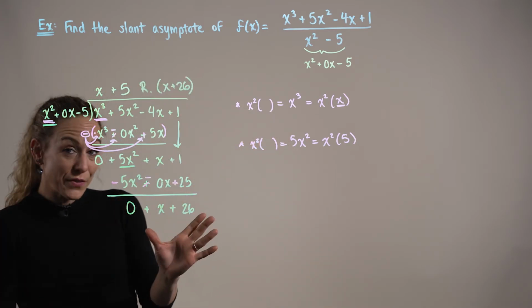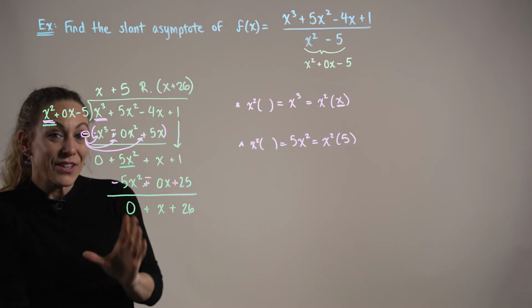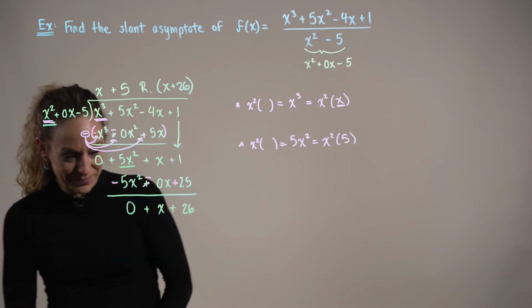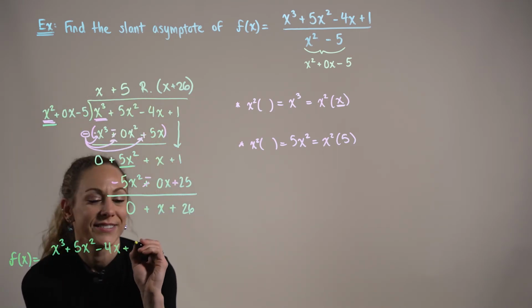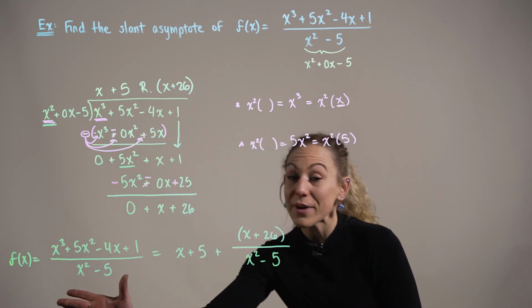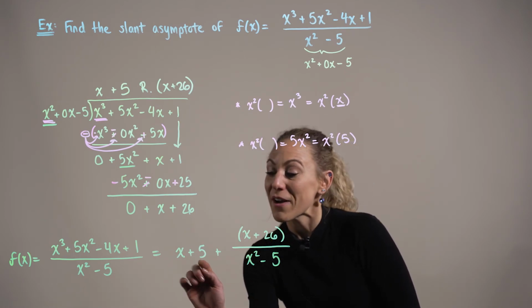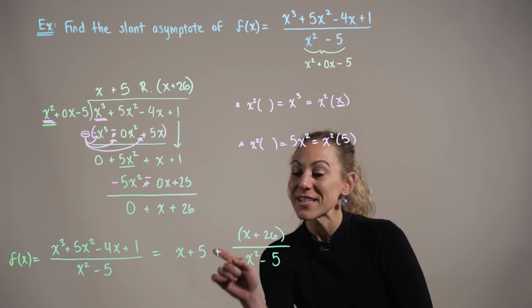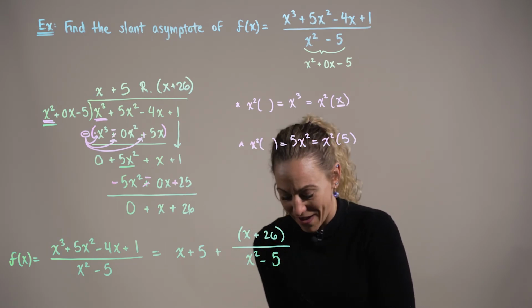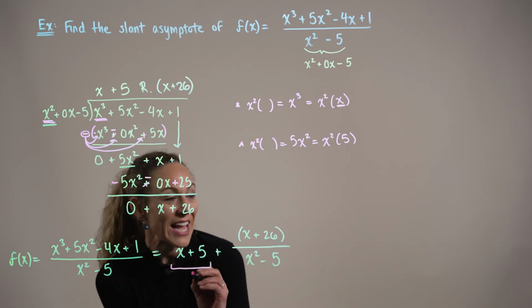So now that we have the remainder, we can go ahead and rewrite this rational function as the sum of the linear portion plus a rational portion. So from this long division, we are able to rewrite our given rational function as this linear equation, x plus 5 plus the remainder, x plus 26, over the divisor, x squared minus 5. And this linear portion here is our slant asymptote.